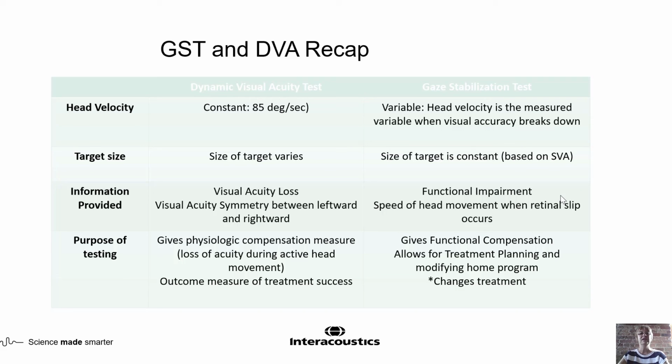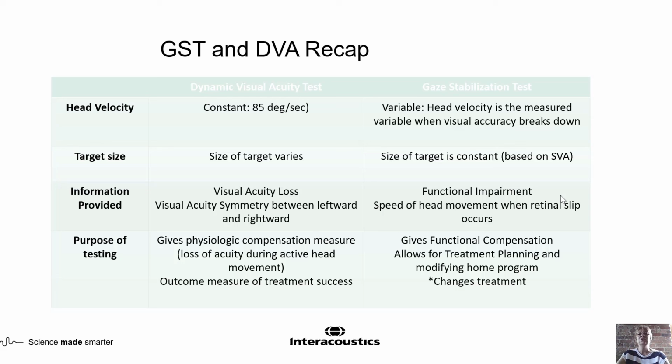Quick recap on the differences between GST and DVA. Remember that in DVA, the optotype is getting smaller and smaller and smaller, but the head speed is constant. Exactly the opposite for GST. For GST, the optotype or the stimulus is always the same size, but the head's getting faster and faster and faster. So they're very similar.